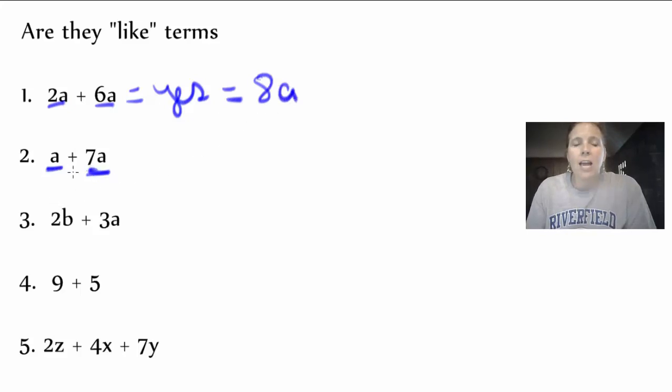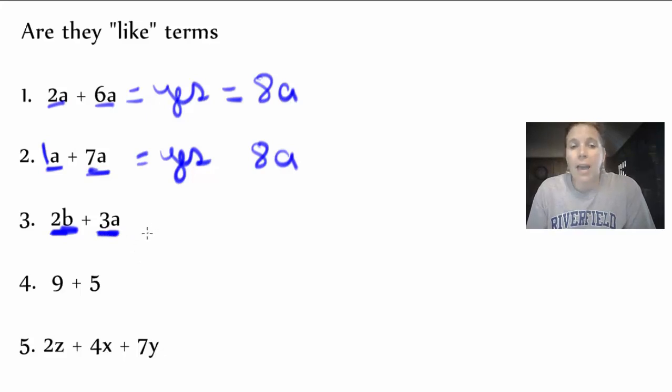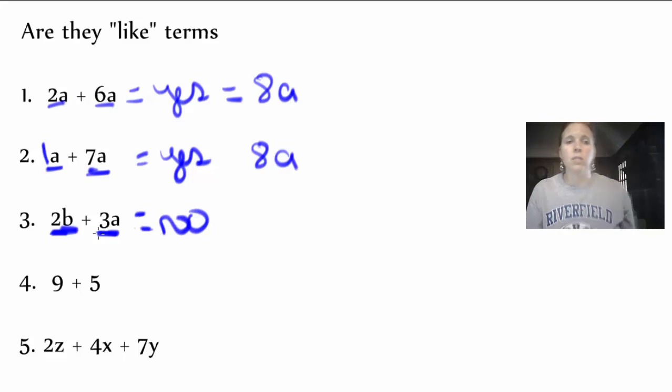Next, a and 7a. Remember what's always in front of a variable that's by itself? A 1. This is actually saying that there are 7 a's there, and this is saying there's 1a. So yes, they're like terms, and it is also 8a. Moving on, 2b and 3a, can we combine those? No. You can't combine those. You would just leave it just like that. You just don't even touch it.